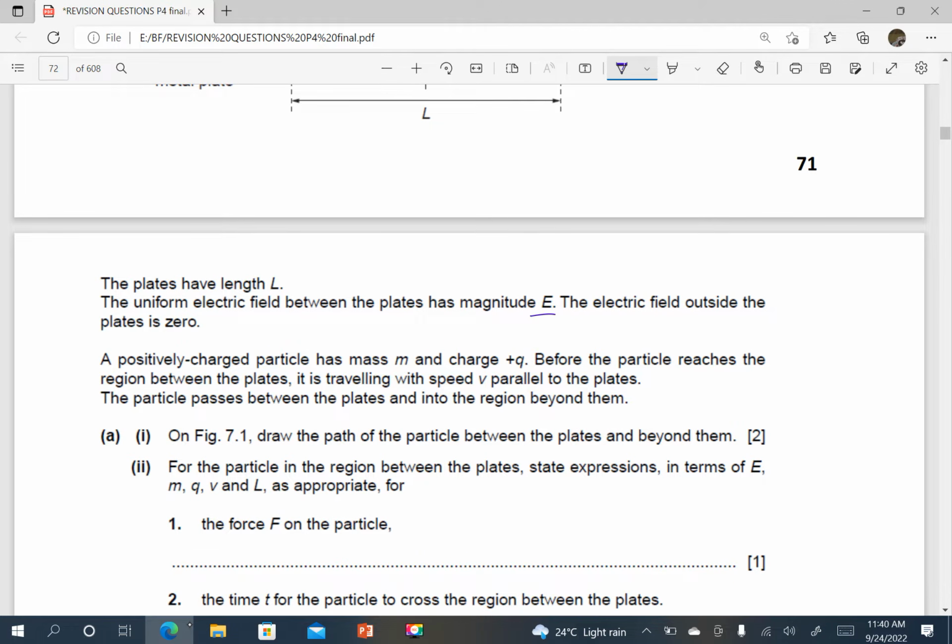So everything is given here. The plates have length L. The uniform electric field between the plates has magnitude E. The electric field outside the plates is 0. A positively charged particle has a mass m and a charge positive q. Before the particle reaches the region between the plates, it is traveling with the speed v parallel to the plates. The particle passes between the plates and into the region beyond them. On the figure, draw the path of the particle between the plates and beyond.